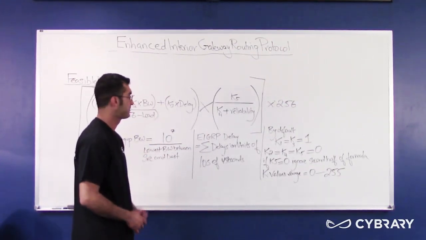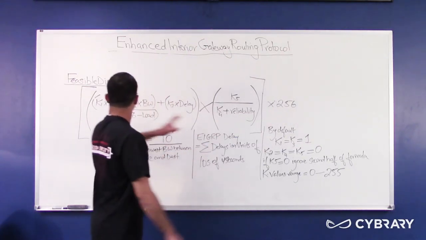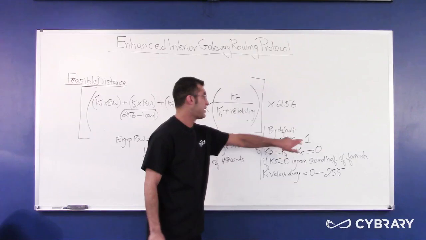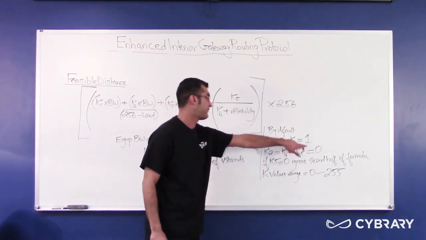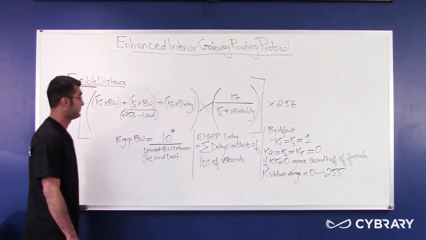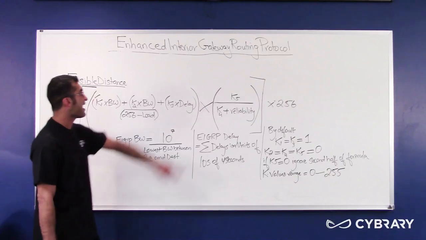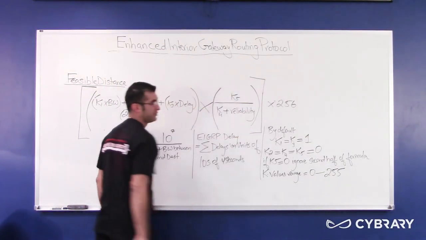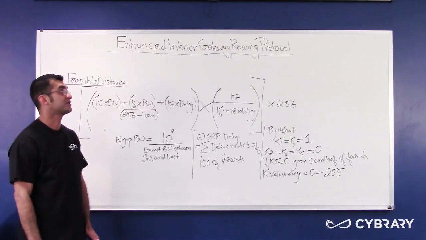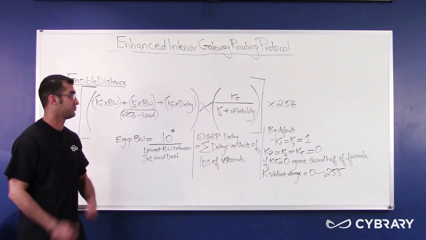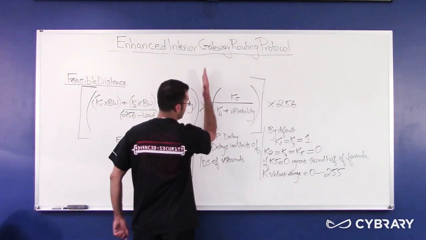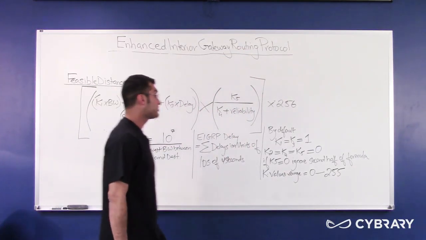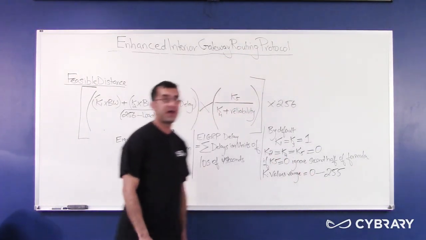By default, these K values, K1 and K3 are 1, and K2, 4, and 5 are set to 0 by default. If K5 is 0, then you ignore this half of the formula, which is weird. It doesn't work like that in mathematics, but it's Cisco's protocol, Cisco's rules. So if K5 is 0, you ignore this half of the formula. K values range between 0 and 255.